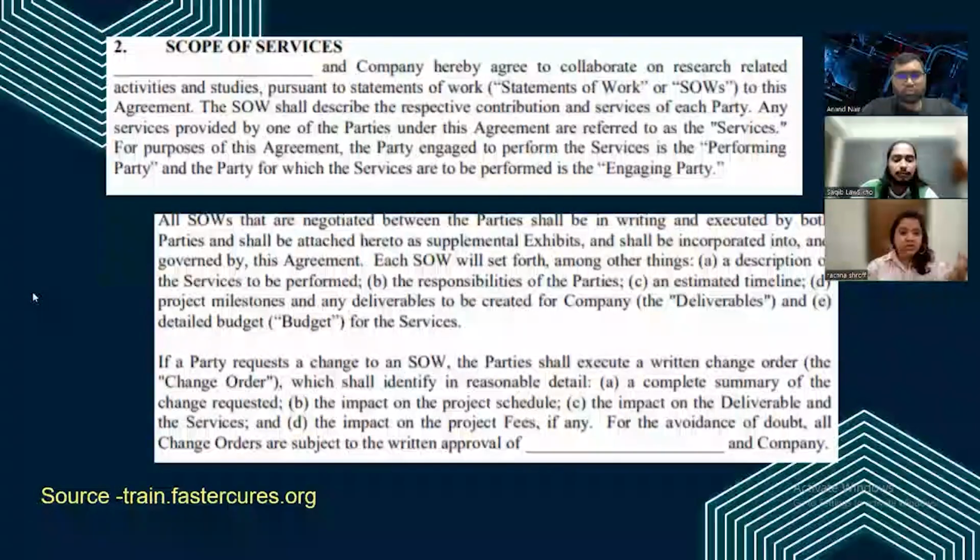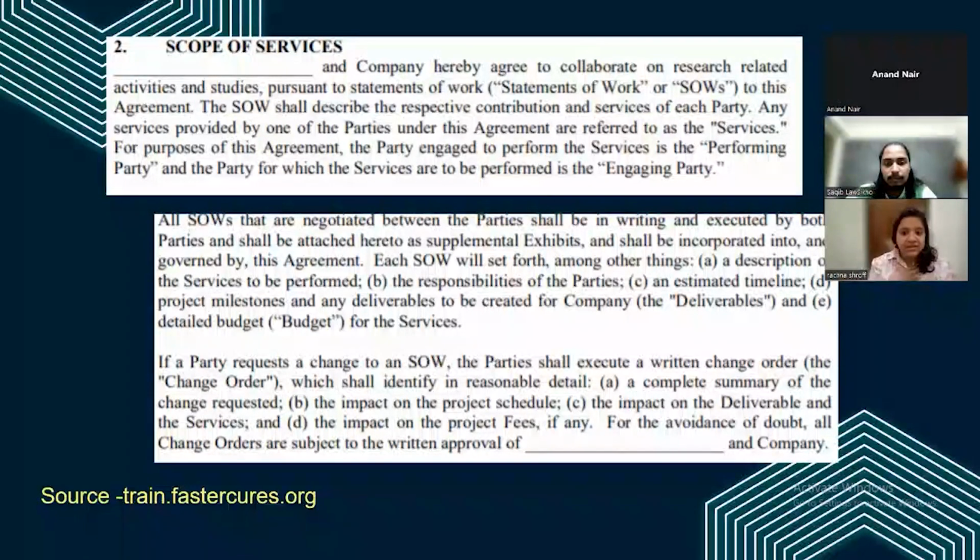Now the clause of scope of work. This is the most important clause under an MSA. And see how it is written. We've taken it from different agreements. The dash is for the name of the vendor, and the company can be us here.